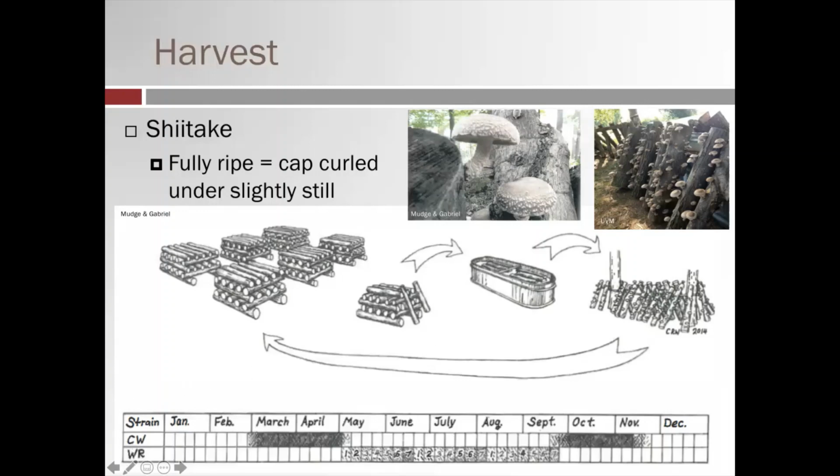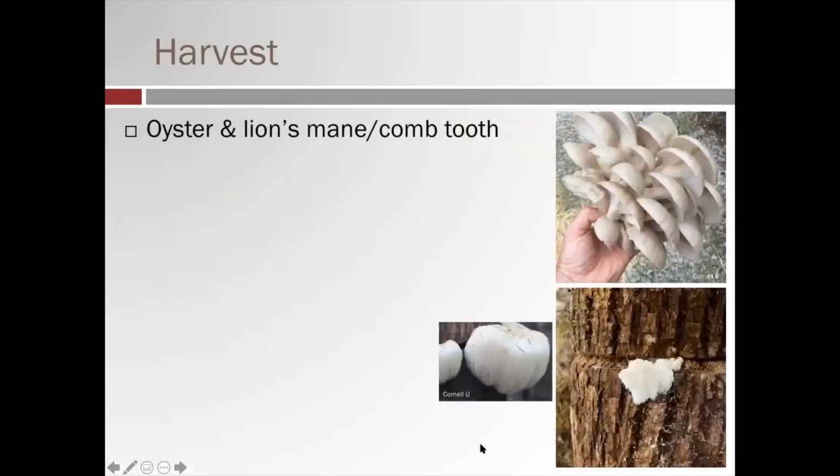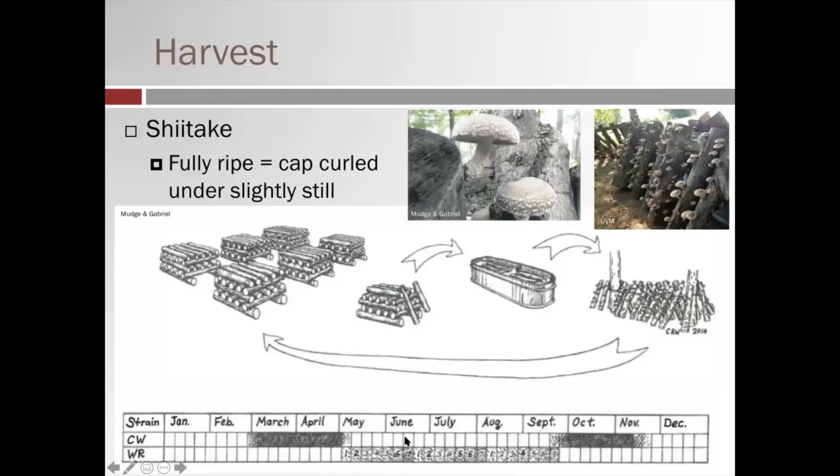On the bottom here, you can see this is a schedule for a cold weather strain and a wide range strain of shiitake. So the cold weather strain is going to fruit in spring, and it's going to be sporadic, and it's going to be a natural fruiting. So no forced fruiting with the cold weather strains, and then again in the fall. With the wide range strain, what this shows is 1, 2, 3, 4, 5, 6, 7 weeks. So this is 7 weeks, 7 weeks, and another 7 weeks. So this is your 3 forced fruitings of a wide range strain. And this would be the same for a warm weather strain.